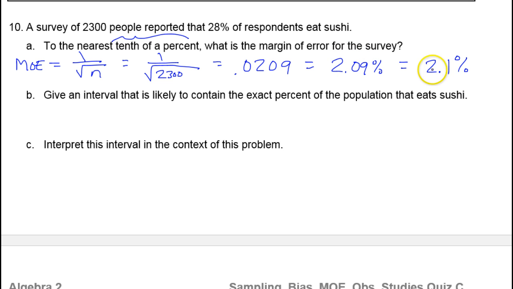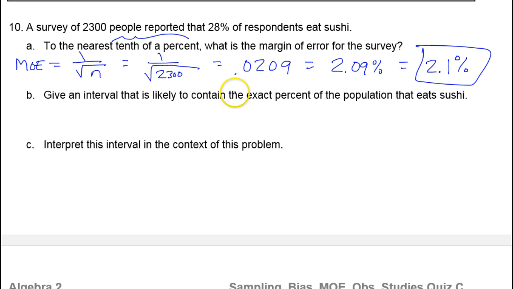Round, if it says, if you're not sure whether tenth of a percent means 1 decimal place or 2, I would tell you that on quiz day. If you say, Mr. Bird, how many decimals? 1 decimal place. But once I say that, give me just 1 decimal place. Okay. So that's the margin of error.